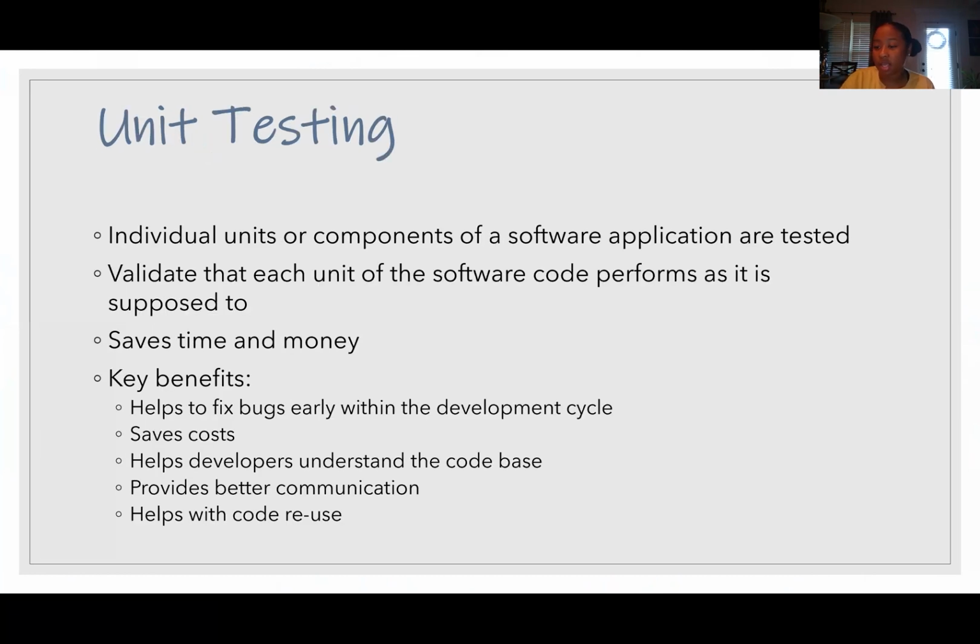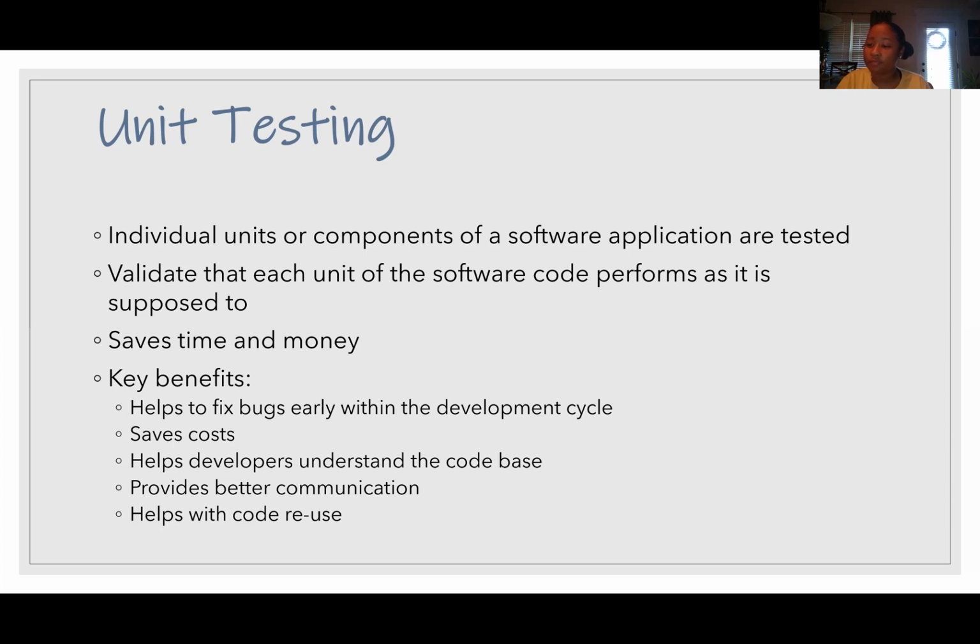Unit testing is a type of software testing where individual units or components of a software are tested. The purpose of this testing is to be able to validate that each individual unit of the software code performs as it is supposed to. Unit testing is performed by the developers during the development phase of a software application. Unit testing is done prior to integration testing and is important because proper unit testing saves time and money.